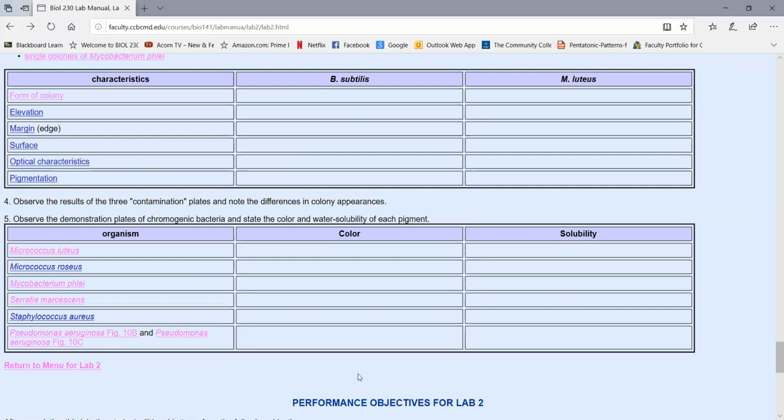So that takes care of the voiceover for Lab 2, aseptic technique and terms we use when describing growth of microorganisms.